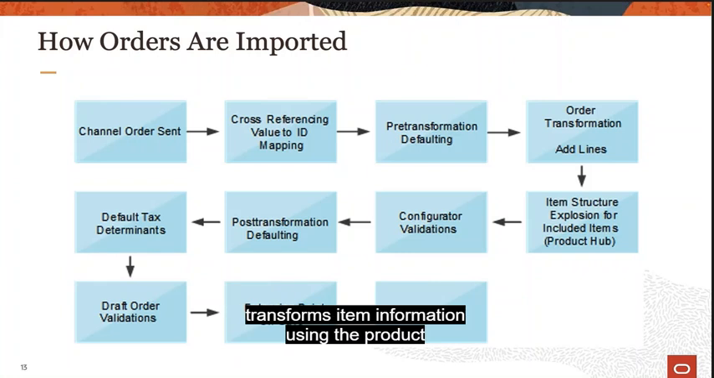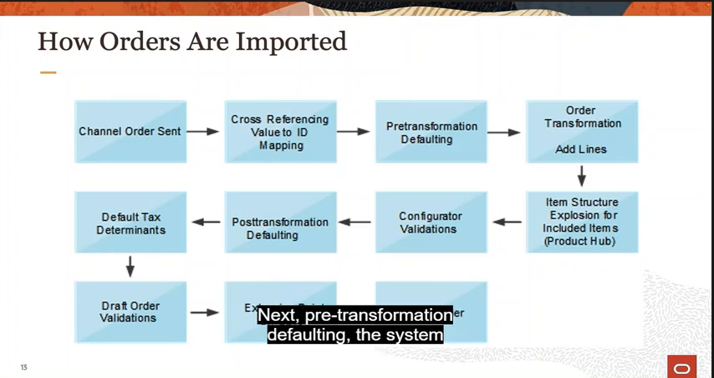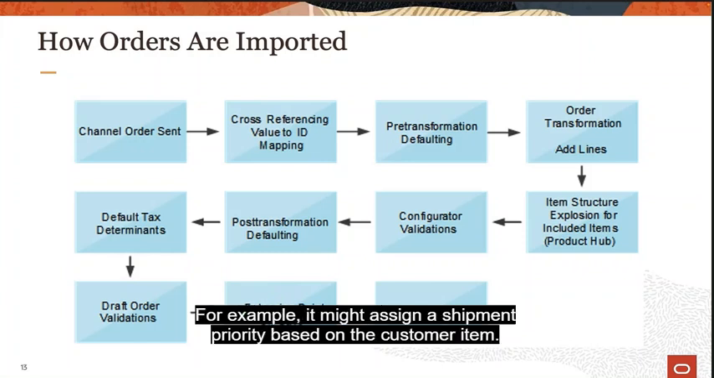The import process transforms item information using the product model and cross-references customer and master data using the trading community model and the order management and planning data repository. Next, pre-transformation defaulting. The system automatically defaults values on the incoming order. For example, it might assign a shipment priority based on the customer item.